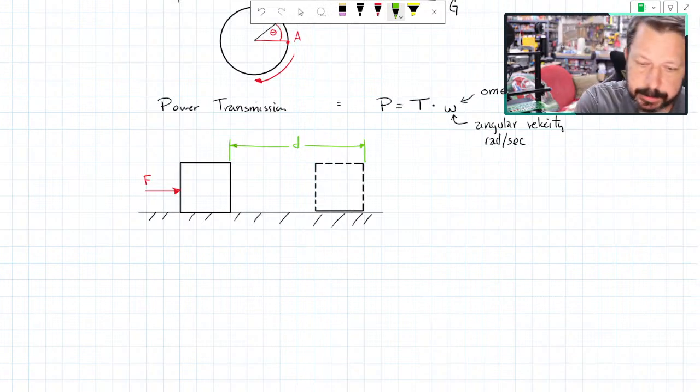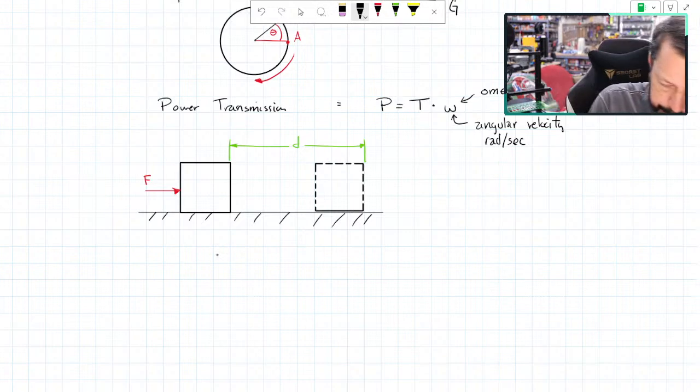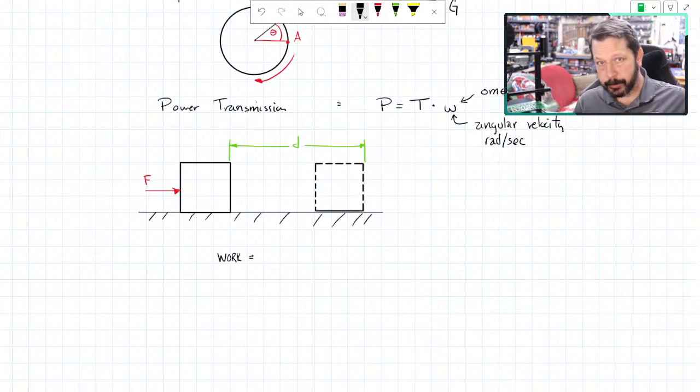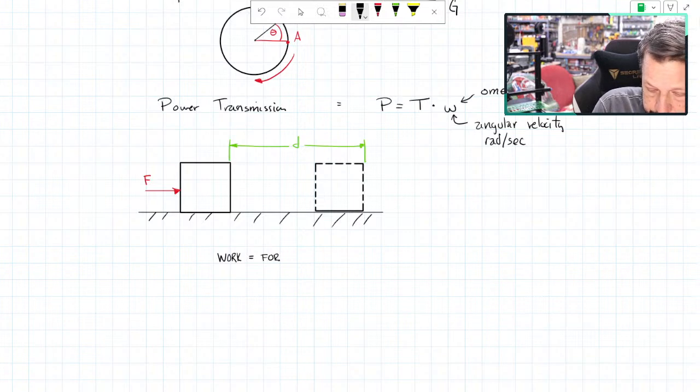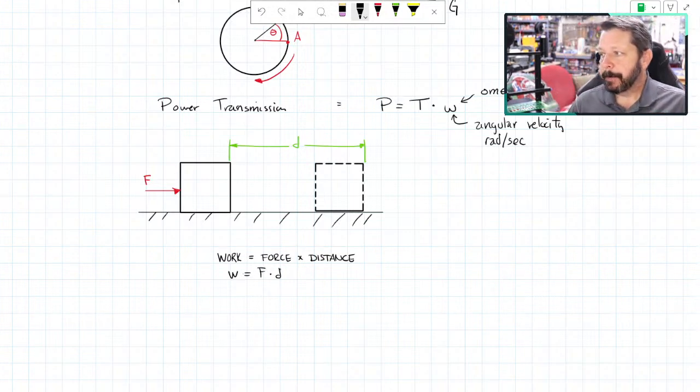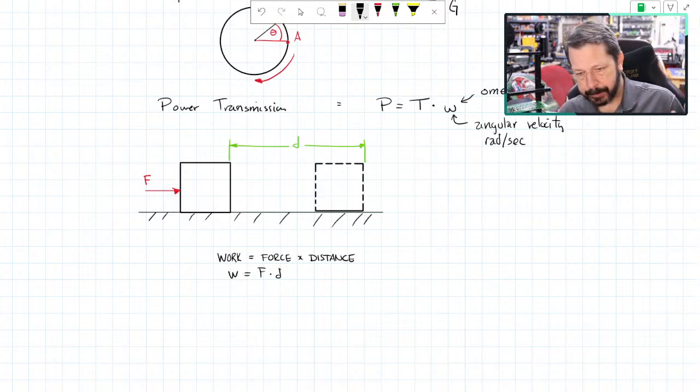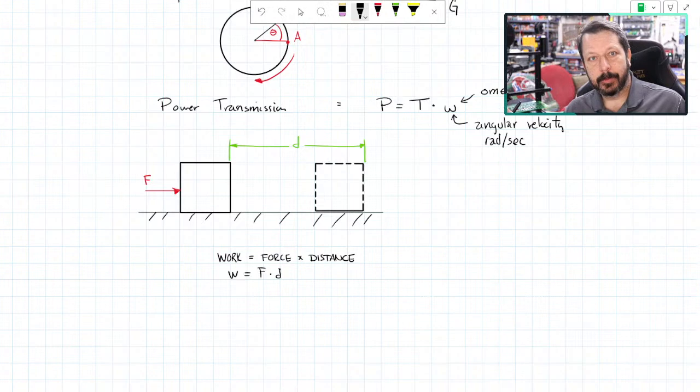If we wanted to calculate the amount of work we did, work is equal to however much force we applied and however much we moved the box. So work equals force times distance. So work equals, in our case, F times D, right? Now that's not power though, so we do have to make sure we've got all these terms here: power, energy, work, all these different things. So work is applying a force over a distance.